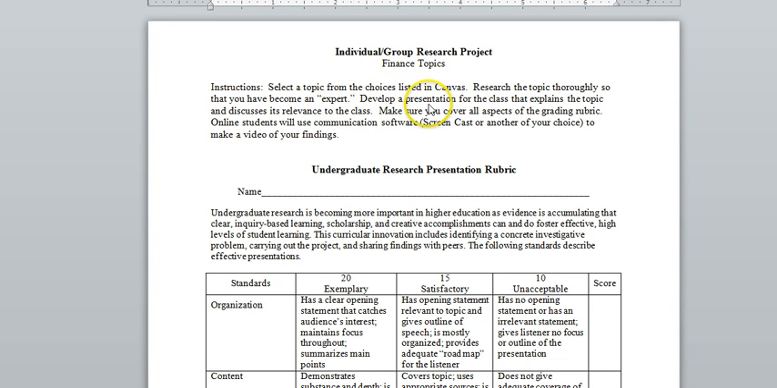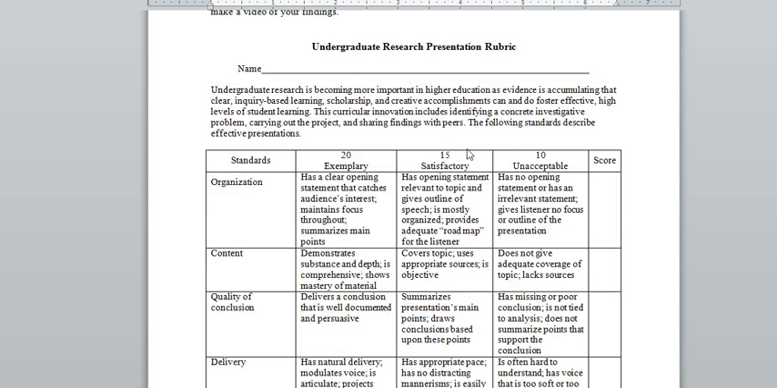I want you to develop a presentation for the class, similar to a presentation that I'm making for you now, that explains the topic and discusses its relevance. Make sure you cover all aspects of the grading rubric. So I'm going to go with exemplary because that's what I'm expecting you to do.